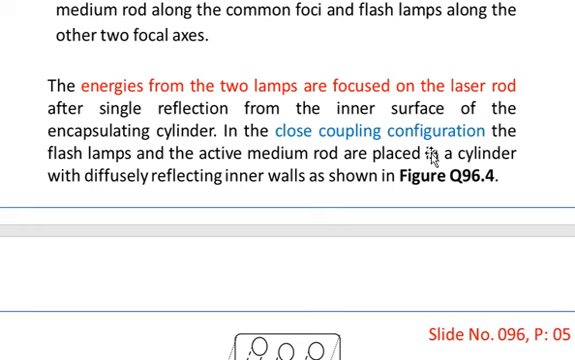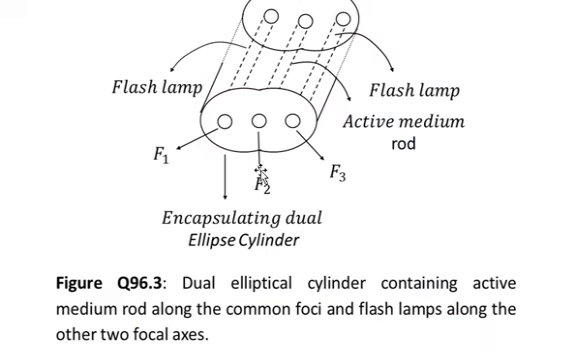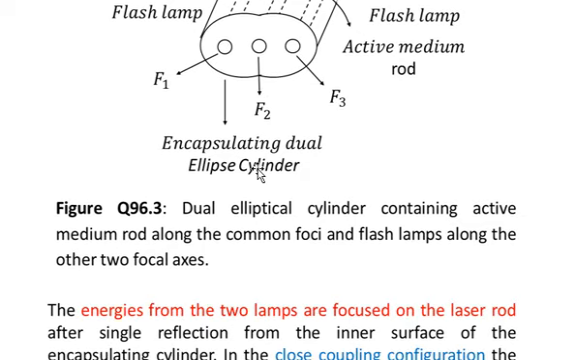In the close coupling configuration, you see that this is the elliptical cylinder configuration. But if you don't want this elliptical cylindrical formation and you want to use an ordinary geometry, then you can place the active rod very close to the flash lamps, or the two flash lamps can be placed very close to the active medium rod.